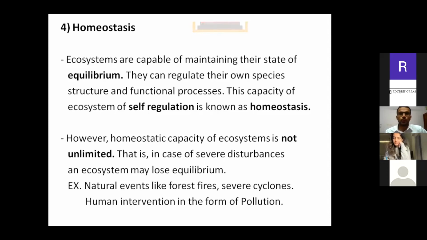So what is homeostasis? Every habitat or every ecosystem tries to maintain its balance. Though there may be external pressure, every ecosystem will try to handle that particular pressure and will try to maintain its equilibrium. Fine. For example, let us take the example of locusts.